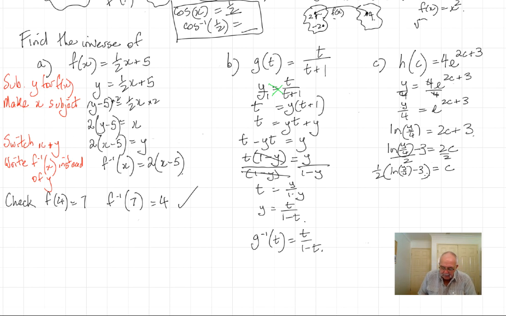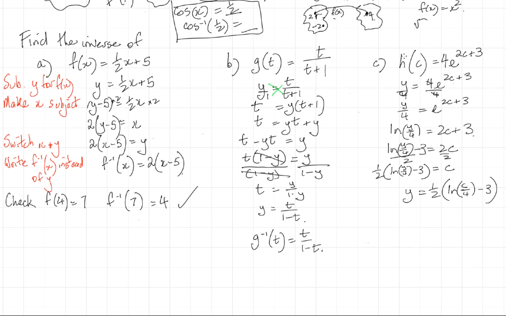My next step is to switch the c and the y. So let's just put the c over here and that over there, and so we'll get y equals a half, open bracket, ln of c on 4, that's over 4, minus 3. And finally, we introduce the y. The y wasn't in the original question, so we can't give our answer with the y, so we write h to the minus 1 of c is equal to a half, ln of c on 4 minus 3.